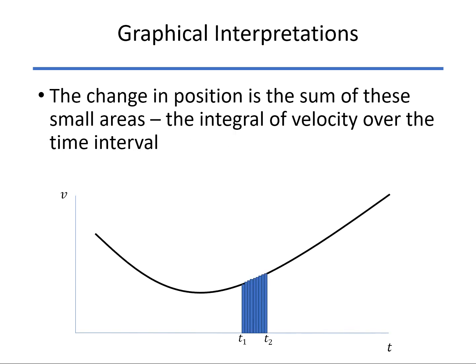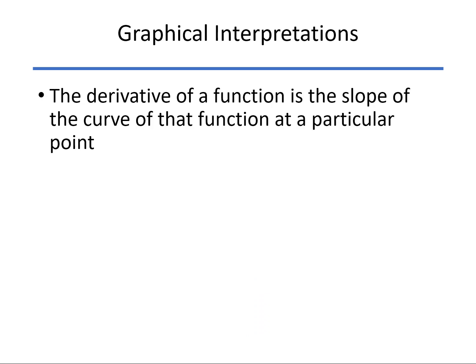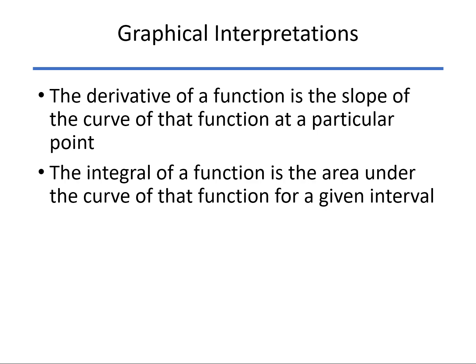So if we sum up all of those areas, which in other words we integrate, we end up with the shaded area that's shown here, and that would be the change in position over that definite time integral from t1 to t2. So again, the derivative of a function is the slope. The integral of a function is the area under a curve.